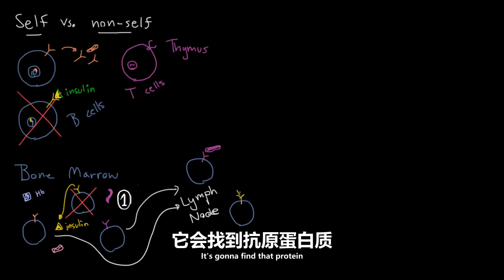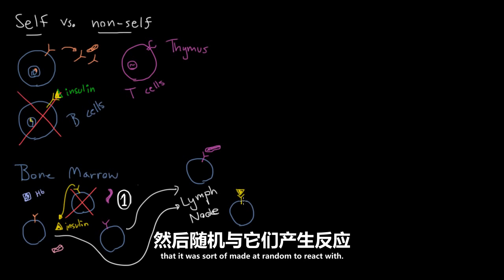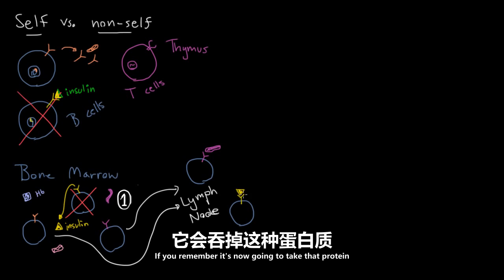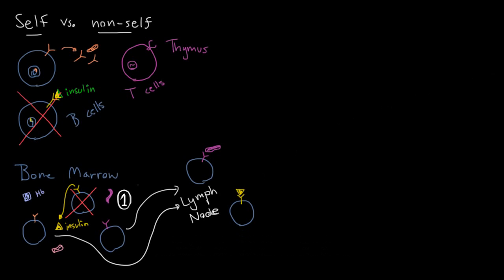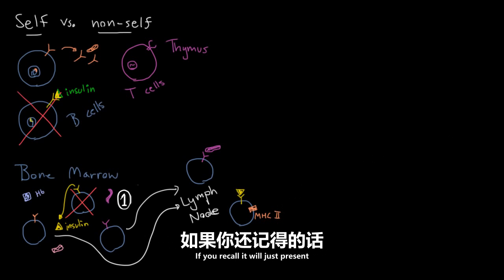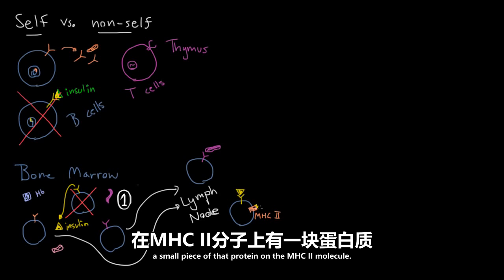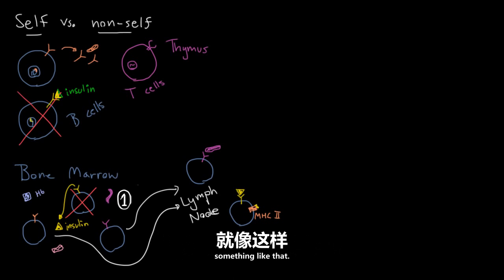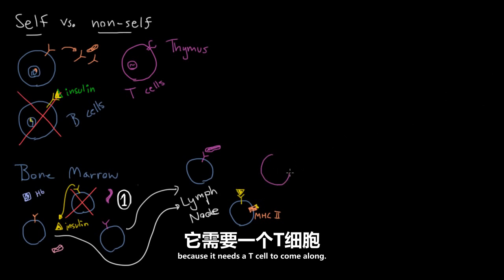Well, it's going to find that protein that it was made at random to react with. It's going to find that protein that your body makes and that your body needs, and it's going to bind to it. What's it going to do now? If you remember, it's now going to take that protein, ingest it, break it up into little pieces, and then present it on an MHC2 molecule. If you recall, it'll just present a small piece of that protein on the MHC2 molecule. Maybe it'll present a different piece of the protein on a different MHC2 molecule over here. The reason it does this is because it needs a T cell to come along.